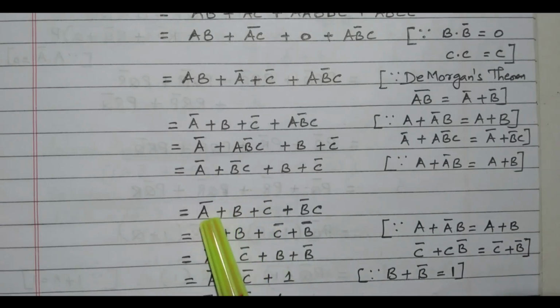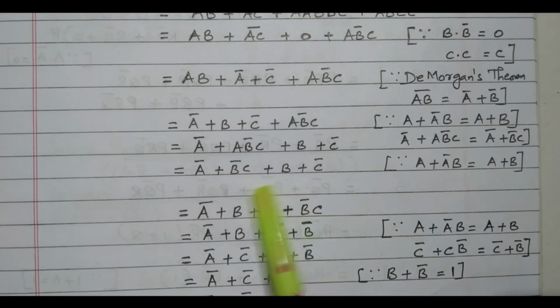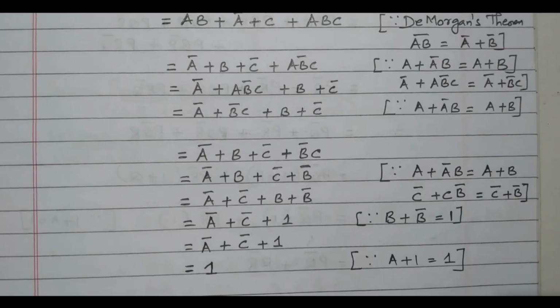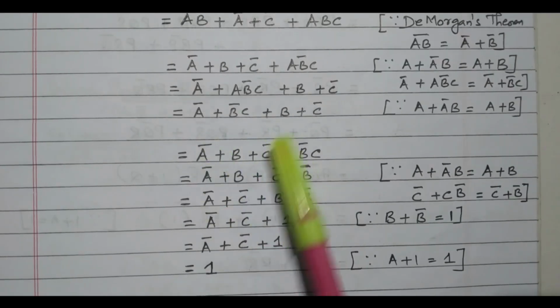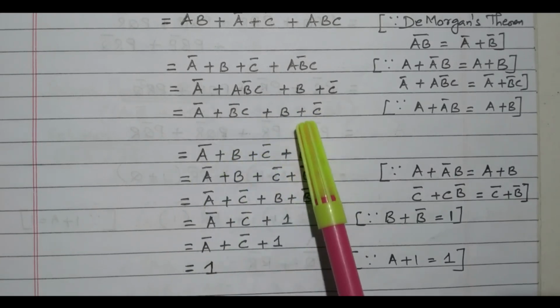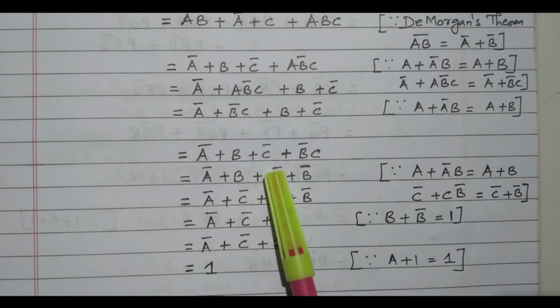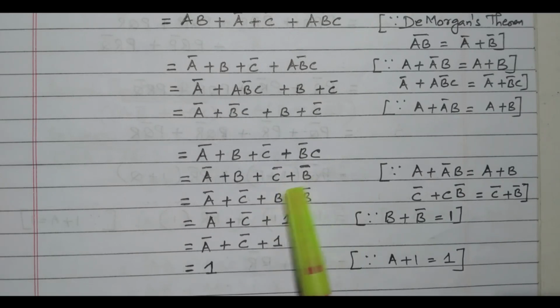So the A bar is as it is, B bar C is written as it is, right? Only so this B and B bar, this term is rearranged, A bar plus B C bar plus B bar C. Now it is rearranged, not simplified, it is rearranged. Now we can go for the simplification. This C bar plus B bar C can be written as C bar plus B bar, right?